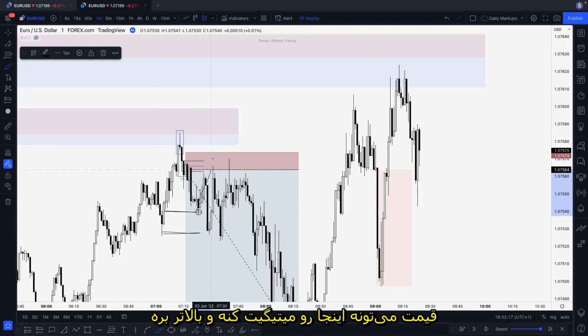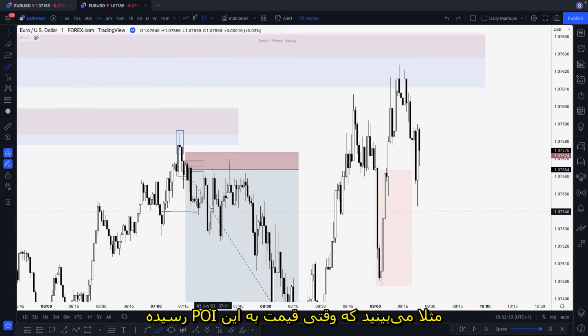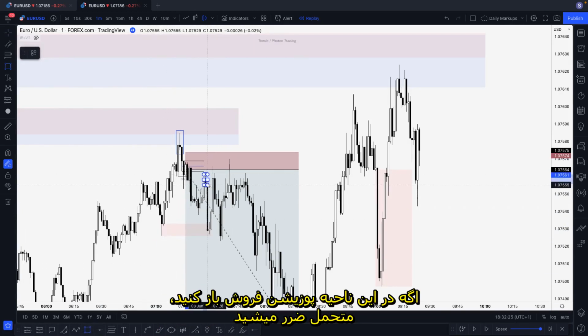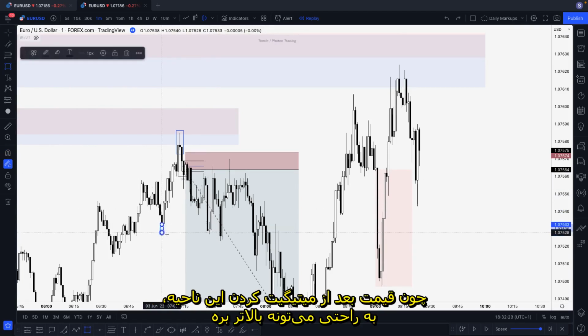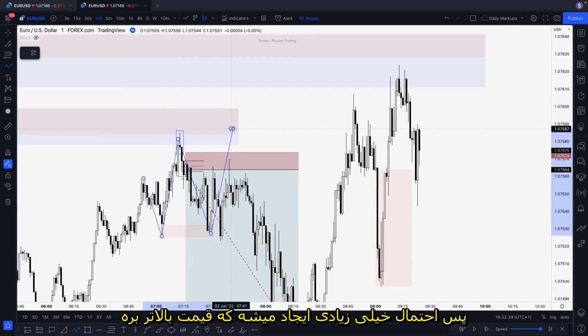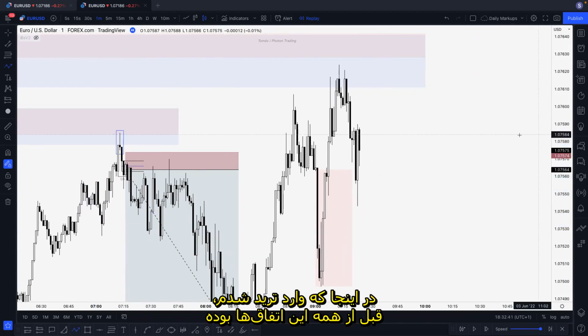Price can mitigate this and continue higher. Okay, so you can see that, for example, when price reached this POI, if you took a sell here, you took a loss. Okay, why? Because price can have all the reasons to mitigate this and continue higher, because we are bullish and we reach the very extreme, so we have all the possibilities to move higher. In this situation here, when I get involved was just before that.